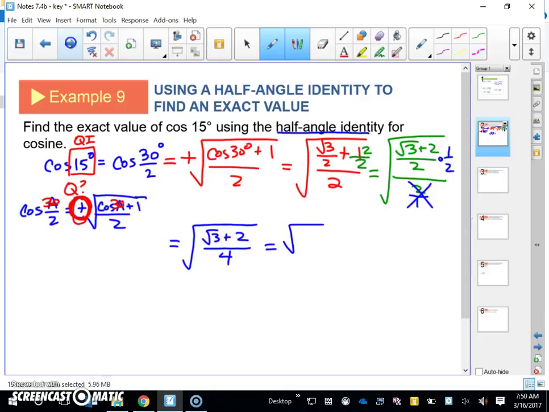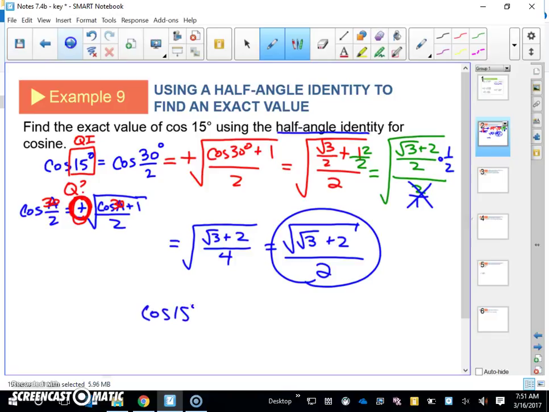So I would have big square root of little square root of 3 plus 2. Notice that 2 is inside that square root. All over square root of 4 is 2. And that's your answer. So if I wanted to verify that, I guess you could type that into your calculator and see if that actually equals cosine 15. But that's what we're trying to do. Cosine 15 is exactly square root of square root of 3 plus 2 all over 2.